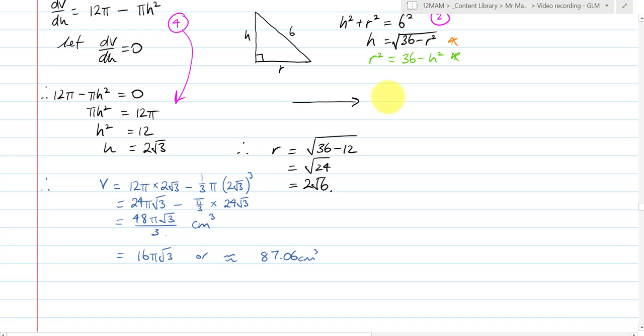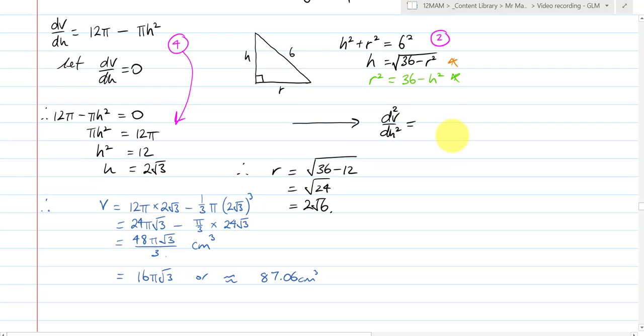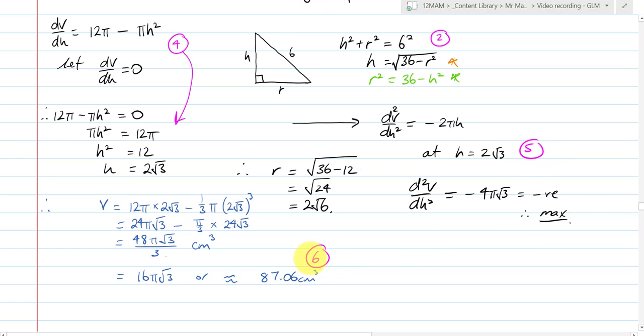Step 5 would be d squared V/dh squared, which is equal to, in this case, negative 2 pi h. And then at h equals 2 root 3, d squared V/dh squared is equal to negative 2 pi times 2 root 3, which is negative 4 pi root 3. We don't care what the value is, we just know it's negative, and therefore we're dealing with a maximum, which is good because we want it to maximize. This will always fit what you're expecting. And so that was step 5, and then this is step 6 to finish the question off.